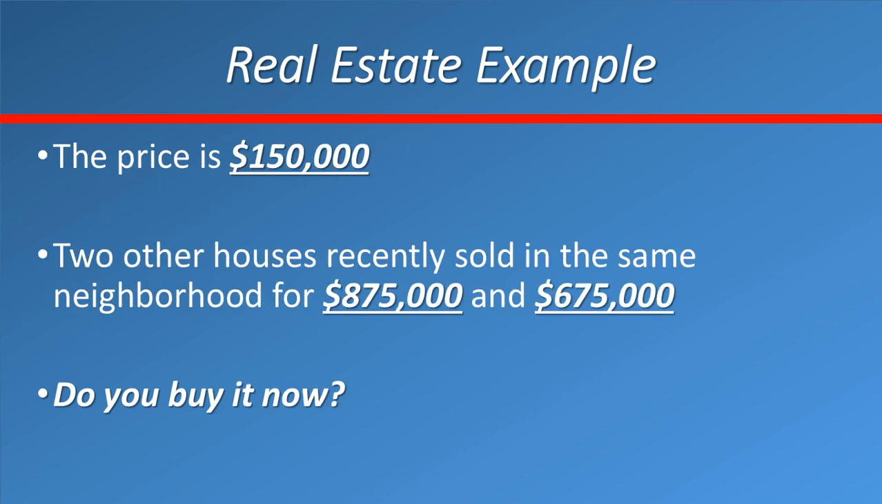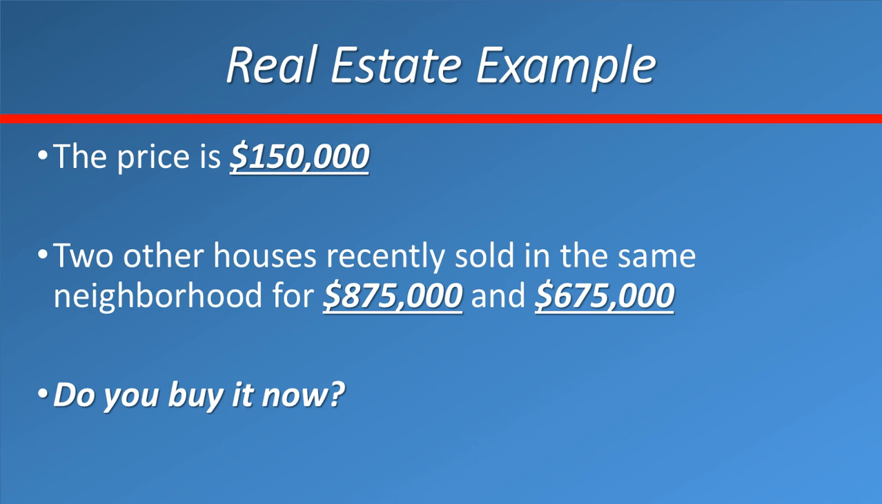So let's provide a little bit more information. The price of the house is $150,000, and we discovered that there are two other houses in that same neighborhood that recently sold, one for $875,000 and another one for $675,000. Now do you buy the house? Well, you are more interested now in the house because it does look very cheap versus two other houses in the same neighborhood, but just the fact that they're in the same neighborhood still doesn't leave you with enough information.